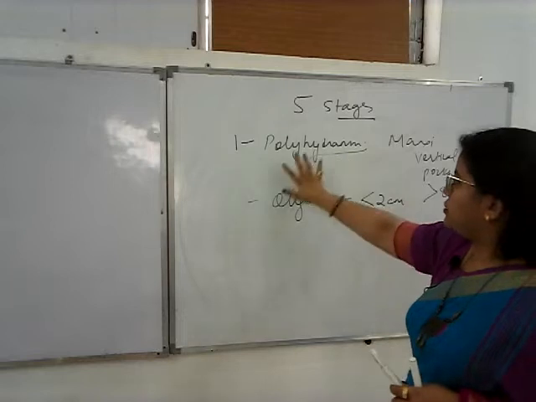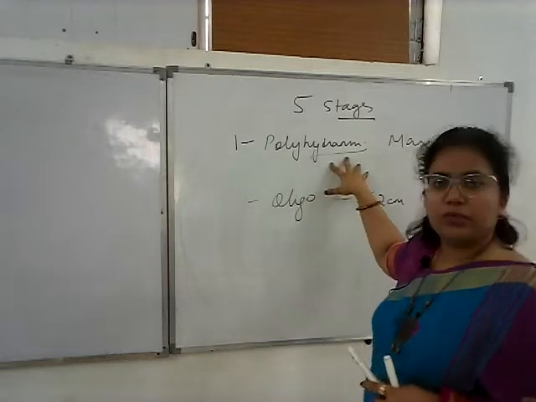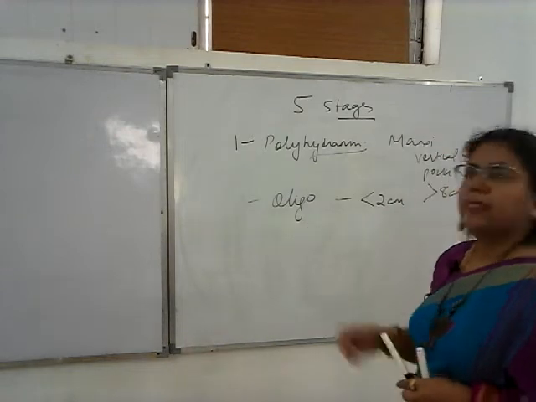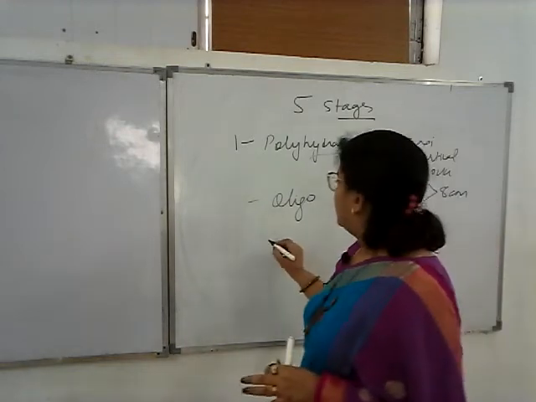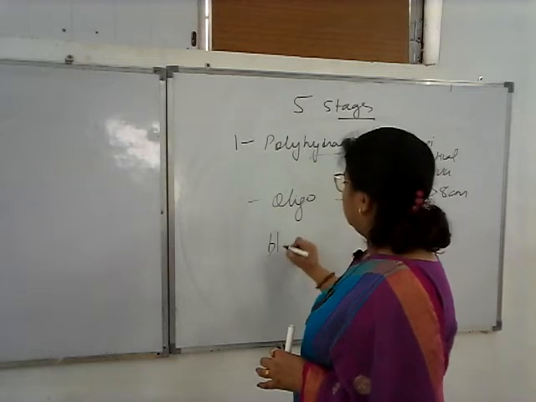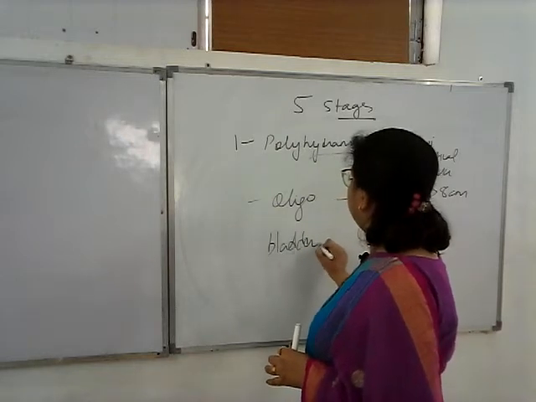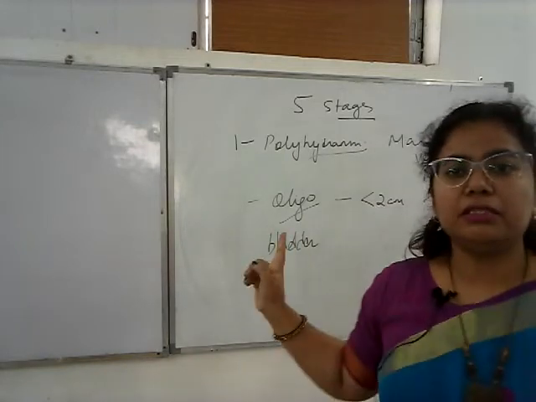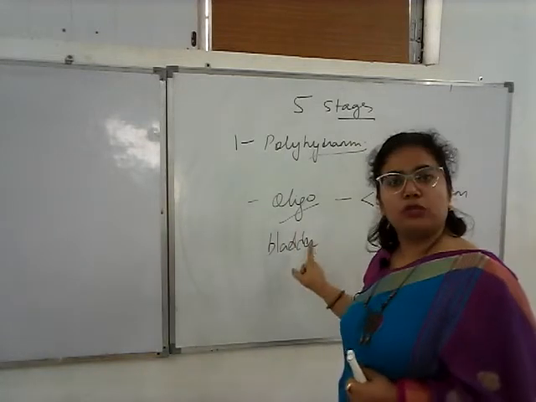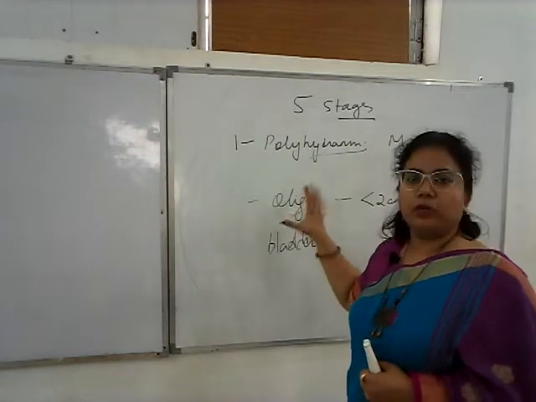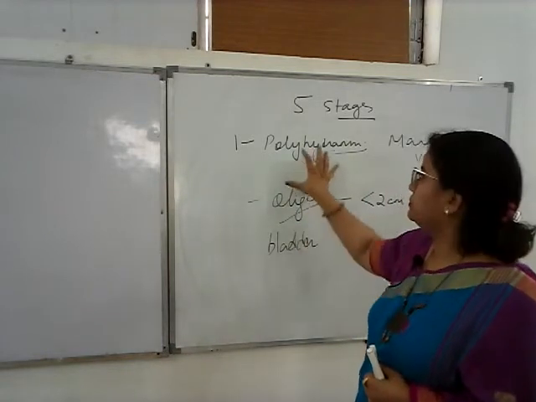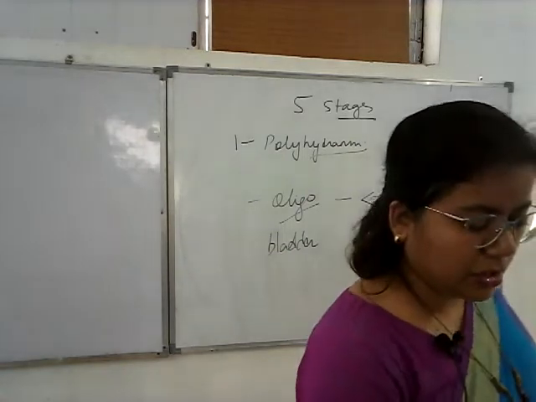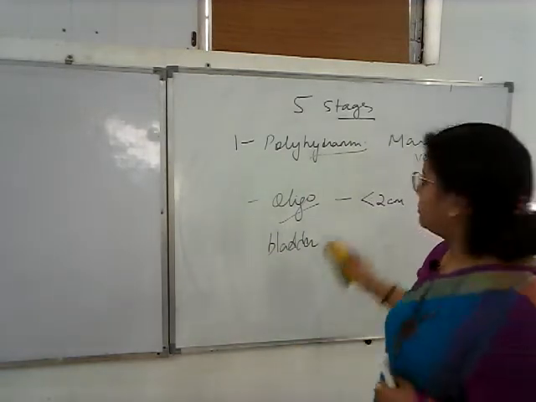So in stage 1, what is happening? There is polyhydramnios in one twin and oligo in another twin, but the urine bladder is filled in the twin which is having oligo. So the bladder is seen, urine is seen in this oligo twin. If you can see the urine, that means this is stage 1.